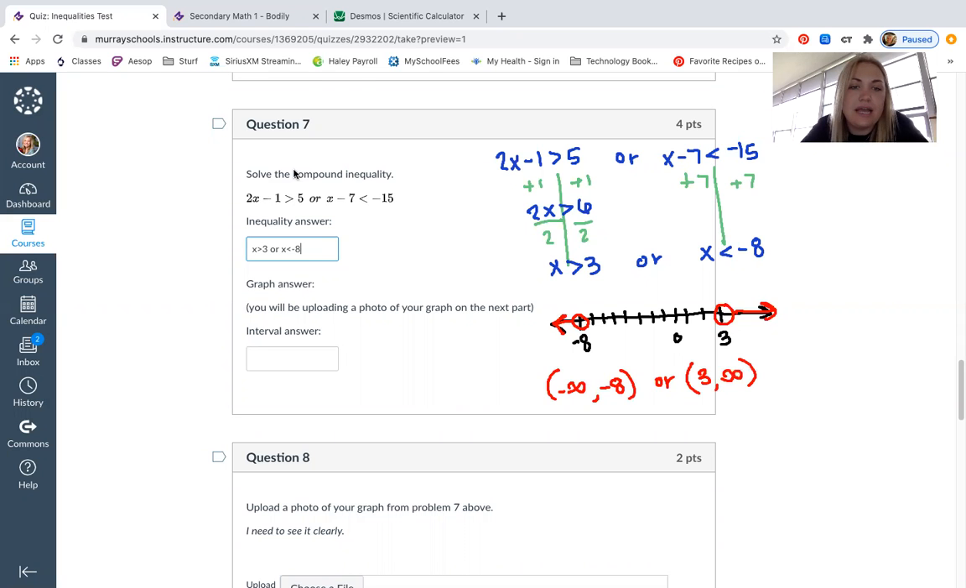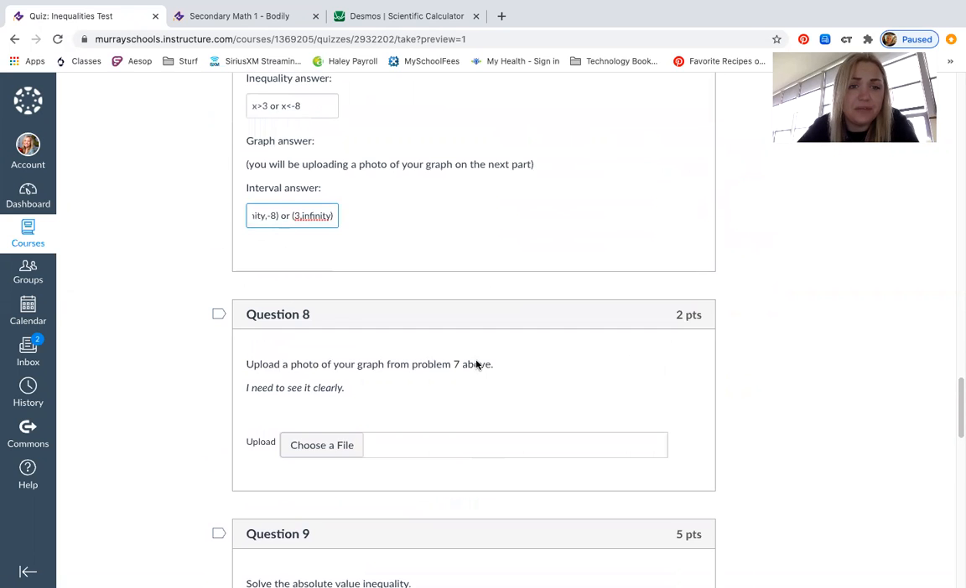All right, and when I type that in, negative infinity to negative 8, or 3 to infinity. Perfect. Okay, remember this graph right here is going to be uploaded on question number 8. At least it was when you took your test, and it will be when you do your retake.